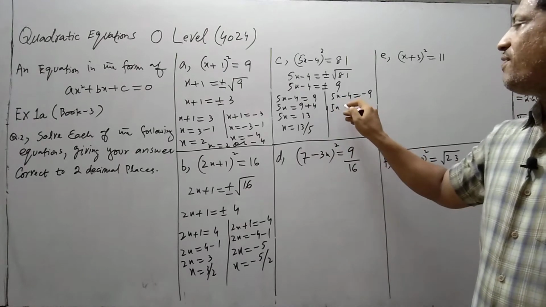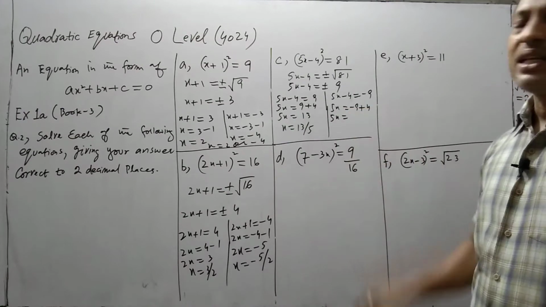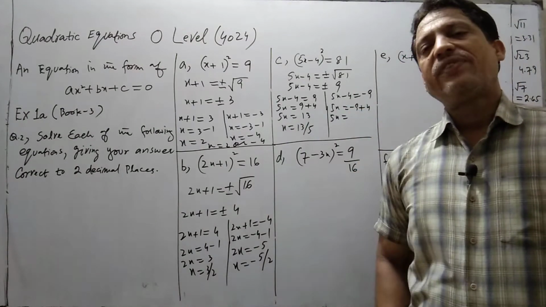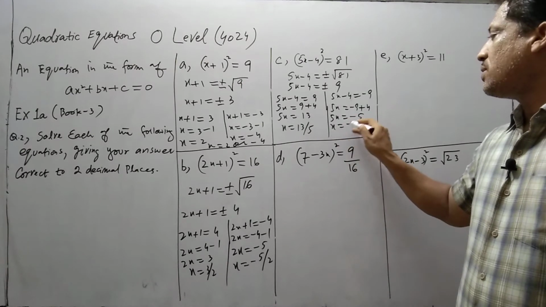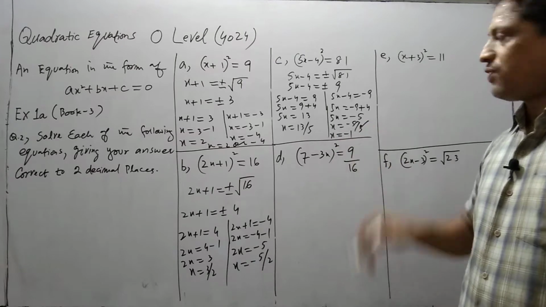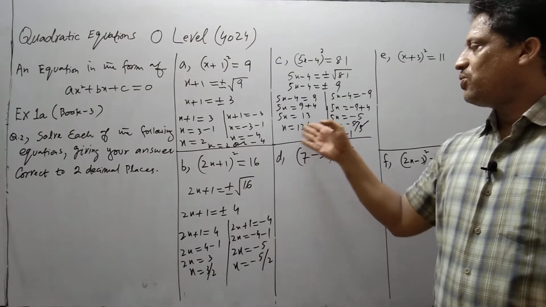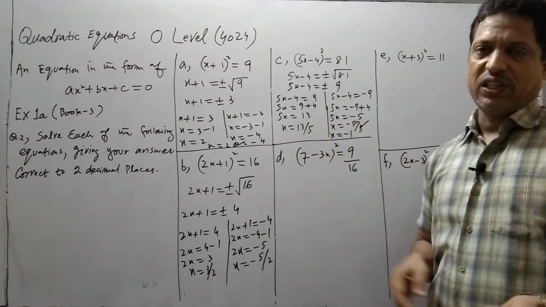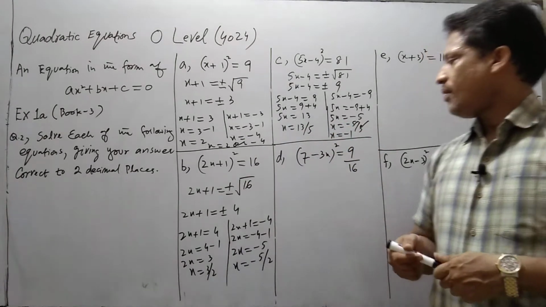And similarly 5x is equal to minus 9 plus 4. What is minus 9 plus 4? Minus 5, sign of the bigger number. Then x is equal to minus 5 upon 5. 5 cancels 5. x is equal to minus 1. So we have two answers of this equation: x is equal to 13 upon 5 and x is equal to minus 1. I hope you understand. It's very easy.